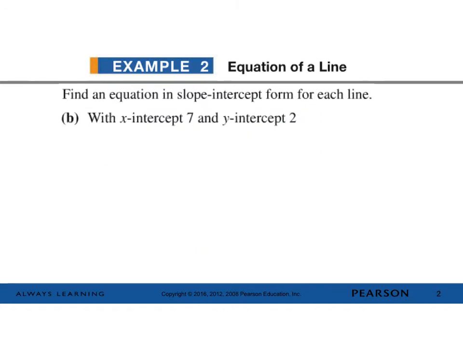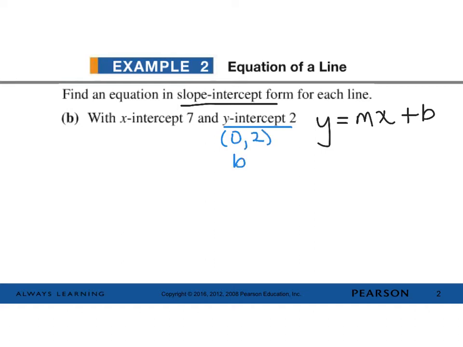Now in Part B of this example, we're asked to write the equation of a line again in slope-intercept form, which is going to be then the form y equals mx plus b. But we're not given the same information that we were given before. We're given the y-intercept. And while they call it y-intercept 2, that y-intercept, remember, is actually 0, 2. But the 2 gives us the value of b in the equation.